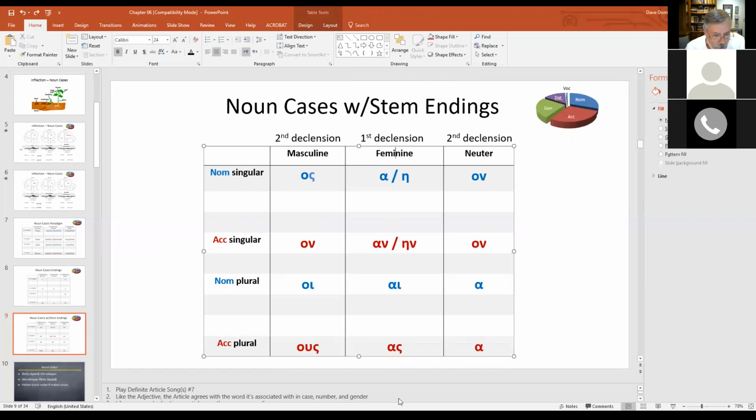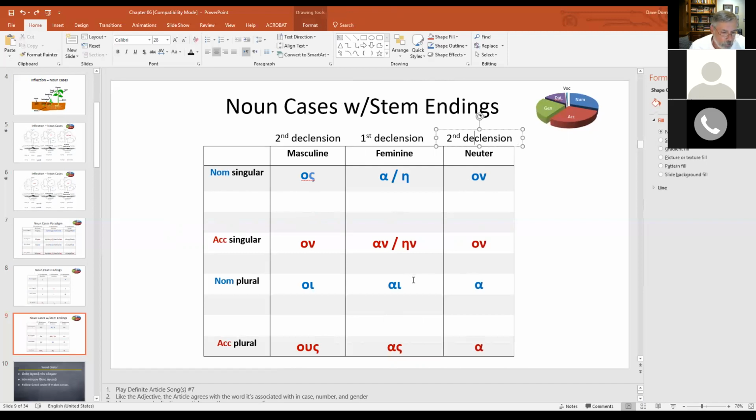So it says stems ending in alpha or eta are in the first declension. Stems ending in omicron are in second. Well, here's my omicron stem ending right here. Second declension. Omicron stem ending, second declension. So it's going to follow a pattern, one for masculine, one for neuter words. And so we follow that.